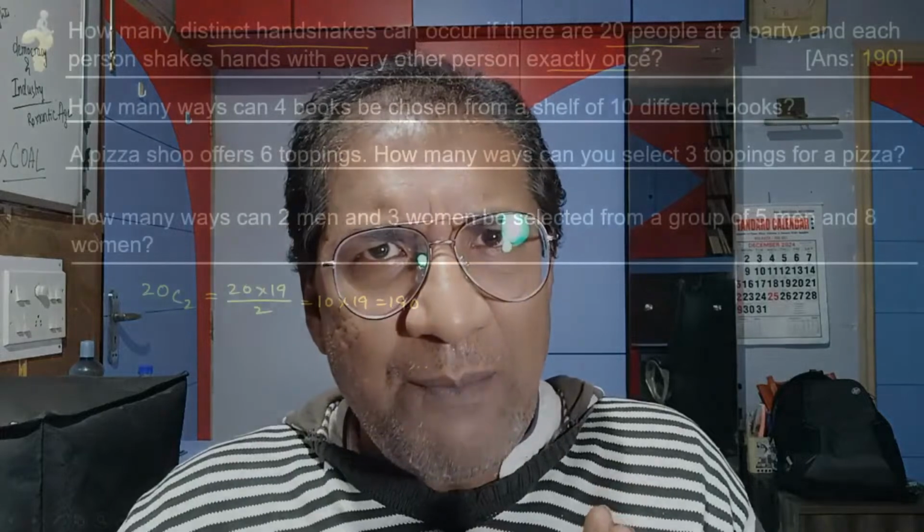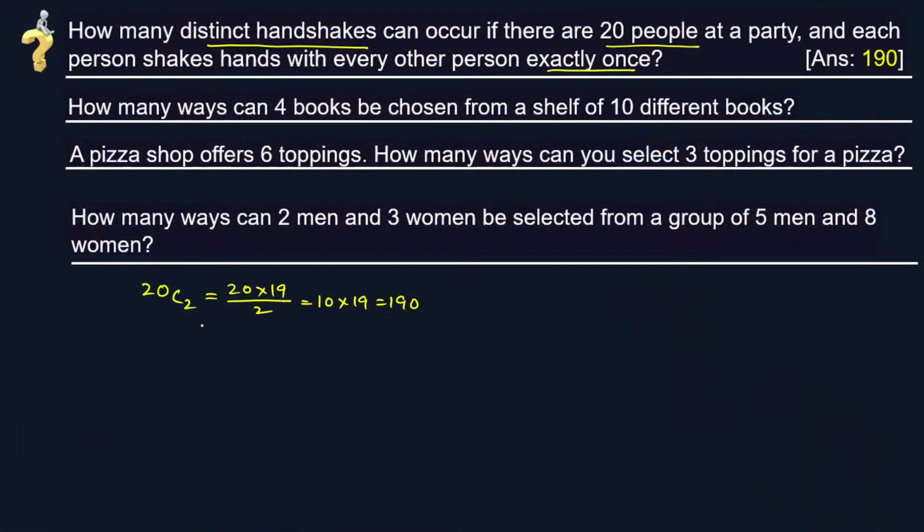So the total number of ways of these handshakes will be same as the total number of ways of selecting 2 people at a time, because 2 people is going to go for a handshake only for 1 time. Is it clear? Okay, let's see the next problem.